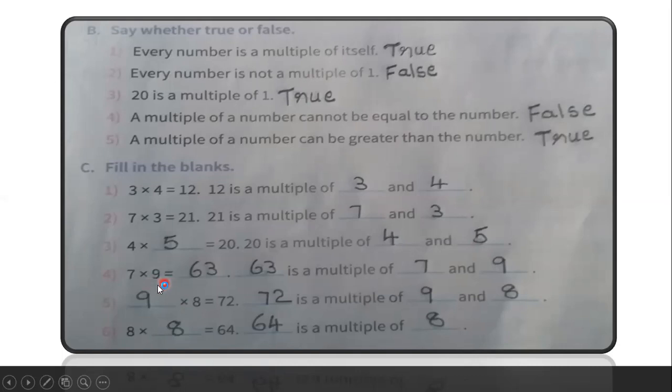Next, 7 into 9. We know that 7 nines are 63. So 63 is a multiple of 7 and 9. Next, dash into 8 equals 72. So 9 eights are 72. So 72 is a multiple of 9 and 8. Next, 8 into dash equals 64. 8 eights are 64. So 64 is a multiple of 8.